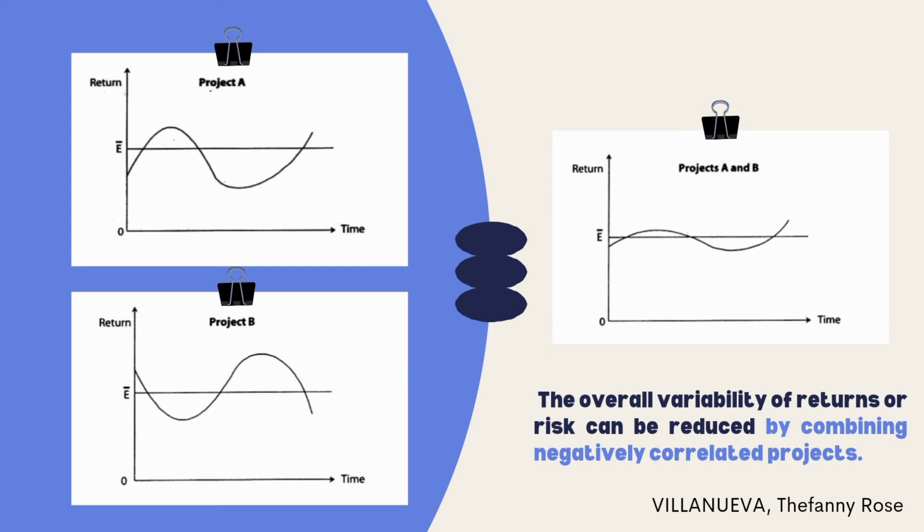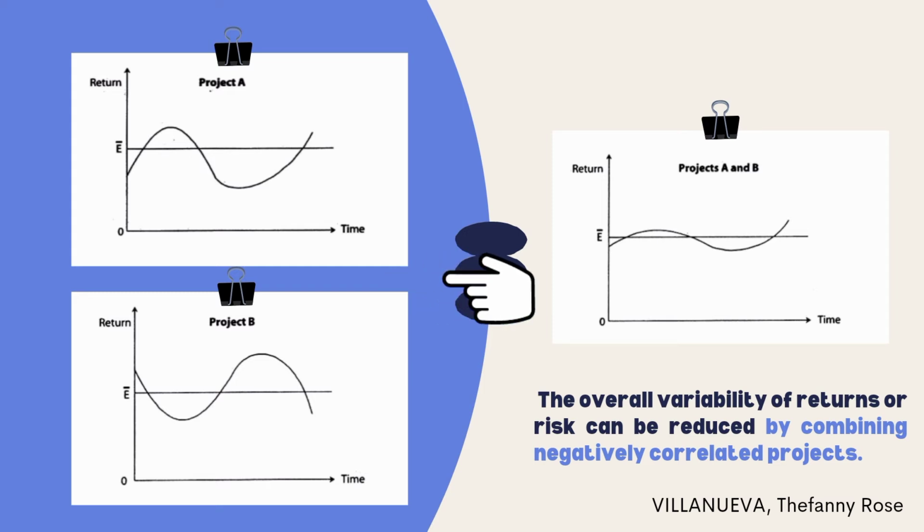I'll be the one to continue the discussion of risk reduction through diversification. As previously mentioned, using negatively correlated projects helps to reduce the overall volatility of the portfolio. And again, when two variables have a negative correlation, they have an inverse relationship. Inverse relationship means that as one variable increases, the other one decreases, and vice versa.